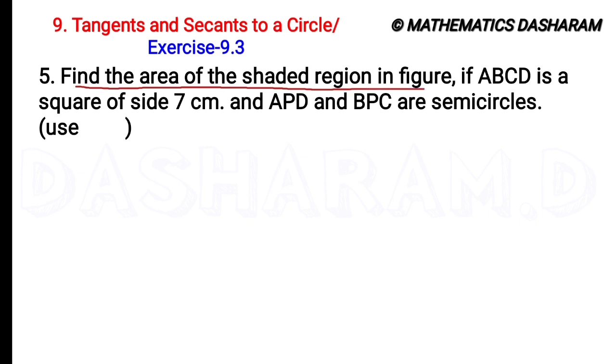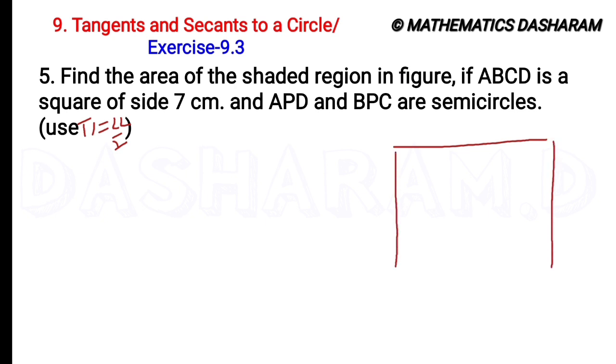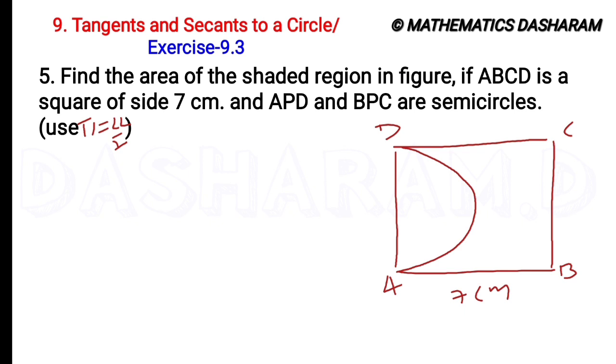Fifth question, find the area of the shaded region in the figure. ABCD is a square of side 7 centimeter and APD, BPC are semicircles. Use pi value 22 by 7. So the given diagram in the textbook is, here is a square, ABCD is a square and its side is 7 centimeters. APD, BPC both are semicircles. So here is the intersection point P.